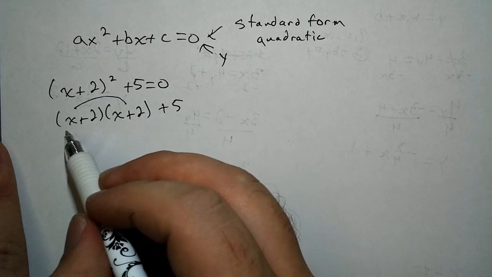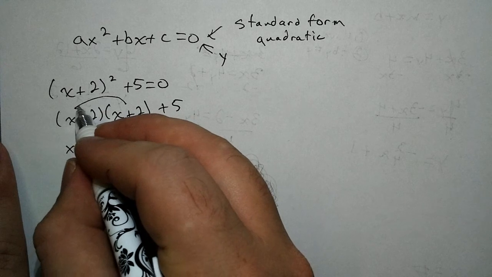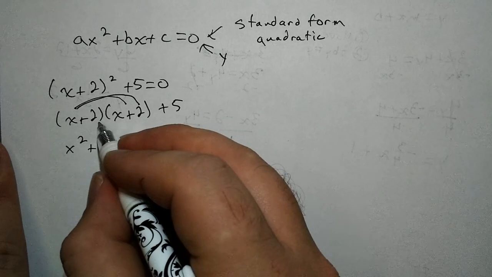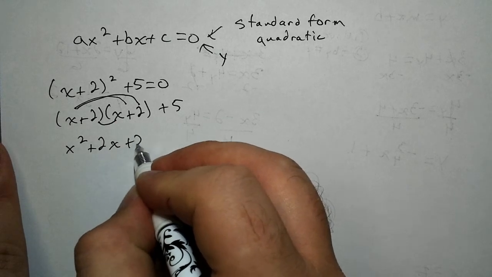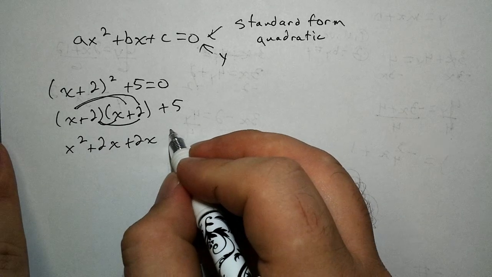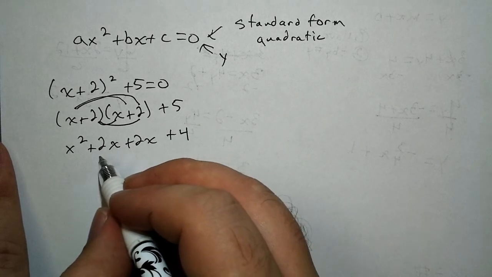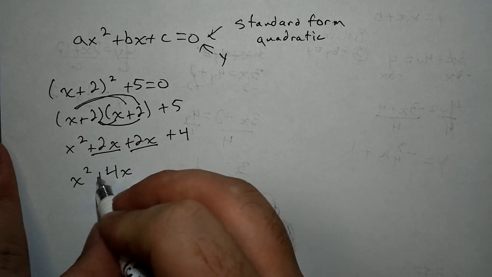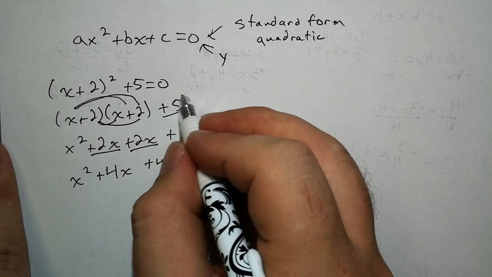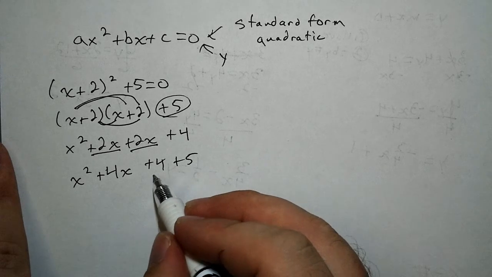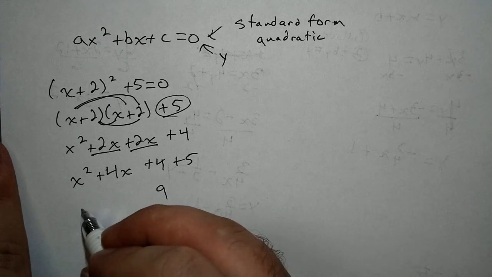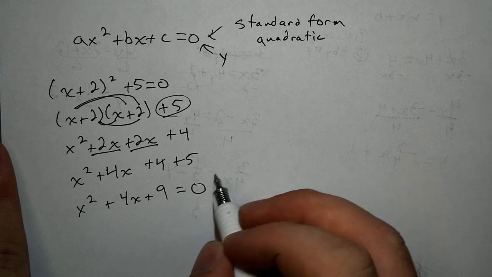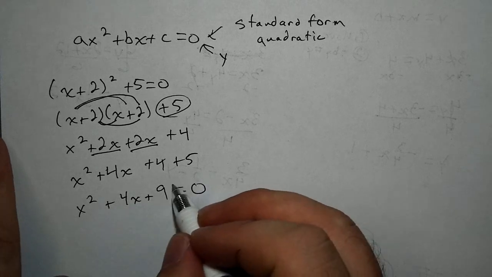First terms, x times x, which is x squared. Outside, x times 2, which is 2x, and it's positive, so it's plus 2x. Inside, 2 times x, plus 2x. Last terms, 2 times 2, which is 4. Now we combine our like terms. 2x and 2x is 4x, so we get x squared plus 4x plus 4, and then we still have this plus 5 from earlier. So now we just add 4 plus 5 to get 9, and we have x squared plus 4x plus 9 equals 0 or equals y. That is in standard form, so I can graph it.